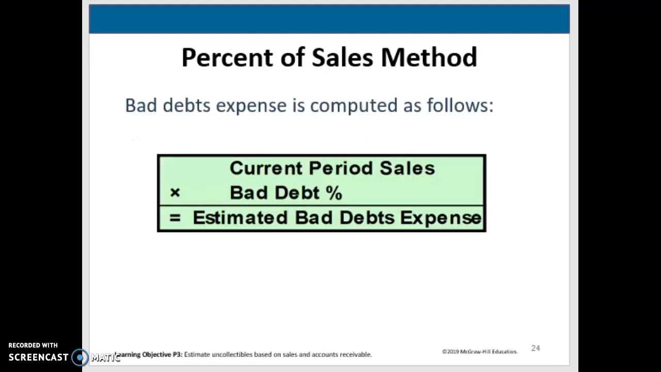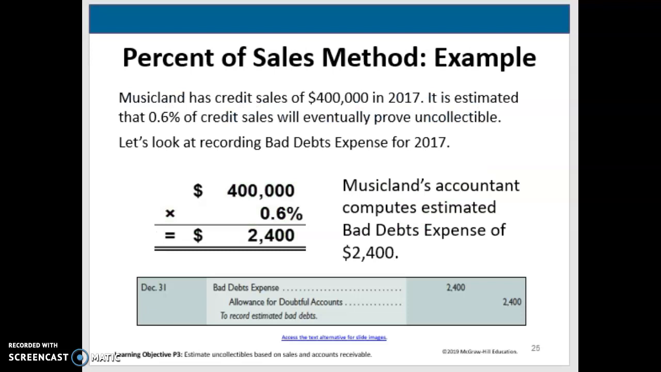All right, so for the percent of sales method, we're basically taking the period sales times the percent that we estimate to be bad, and that's going to give us our estimated bad debt expense. So here's an example for that one. It says Musicland has created sales of $400,000 in 2017. It's estimated that 0.6% of those credit sales will eventually prove to be uncollectible. Let's look at how we record that bad debt expense.